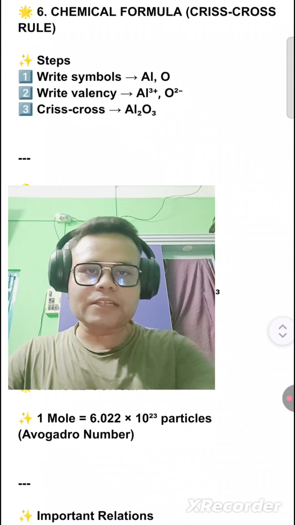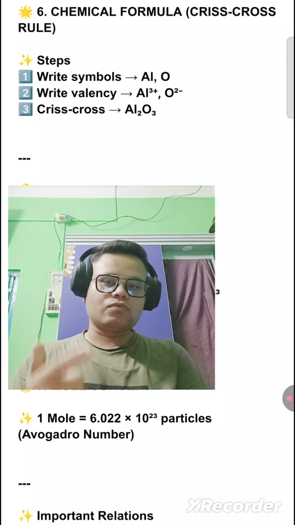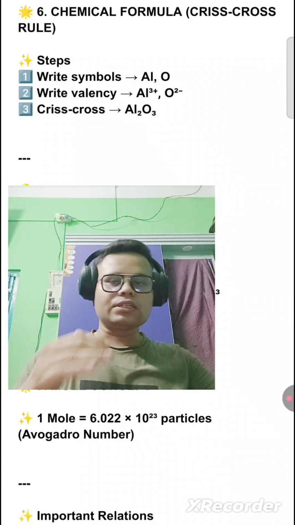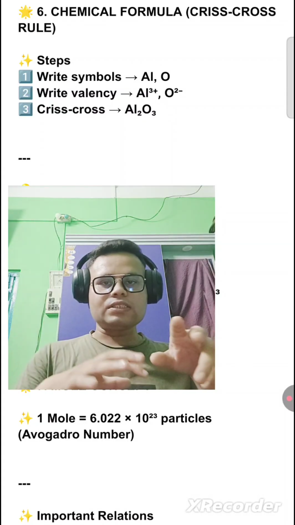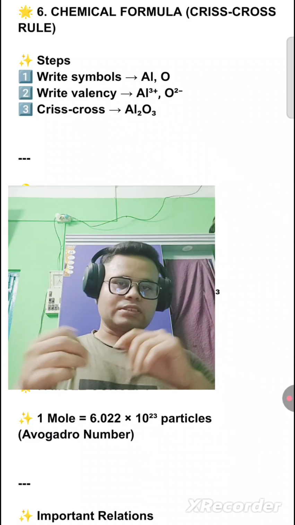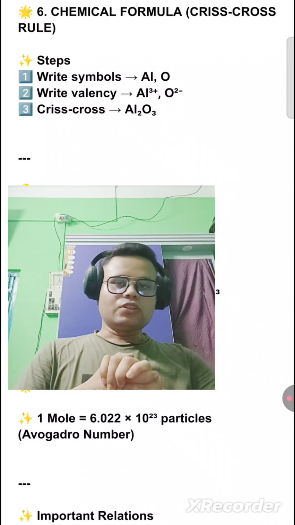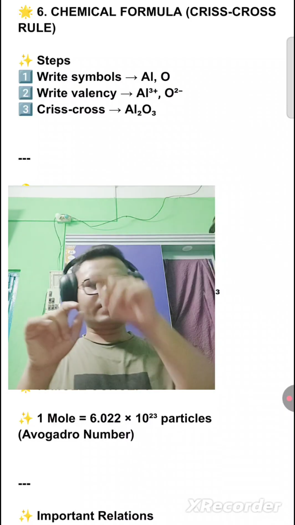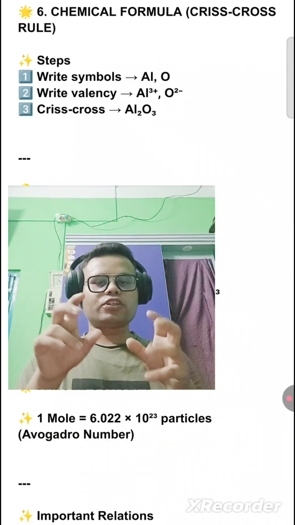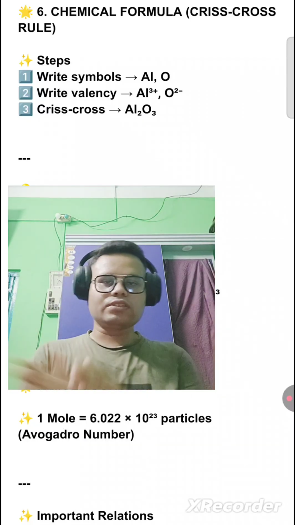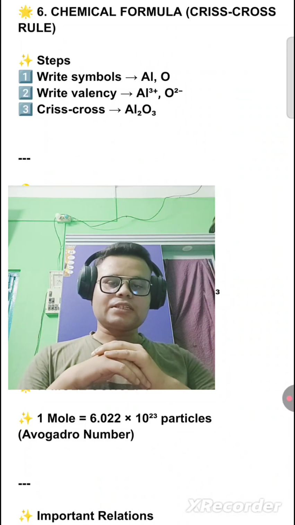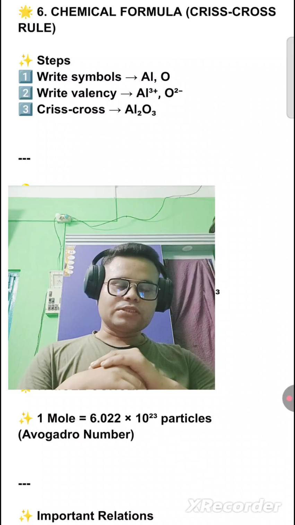After that, the chemical formula, using the criss-cross rule. What do we mean by the criss-cross rule? The right symbols are Al and O. The right valencies are Al3+ and O2-. And criss-cross gives Al2O3. The valency of Al is plus 3 and the valency of oxygen is minus 2. When they combine, the 2 goes to that place and the 3 goes to this place. They intersect each other, and that gives the combination.